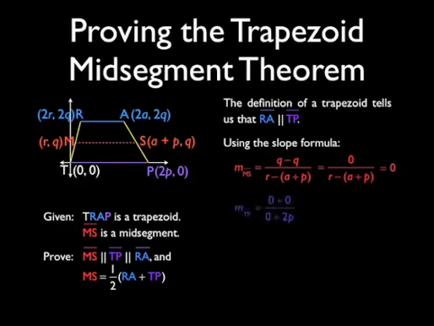Now let's find the slope of segment TP. Both the y-coordinates are 0, and 0 divided by anything other than 0 is 0. Since the slopes are the same, we now know that segment MS is parallel to segment TP.